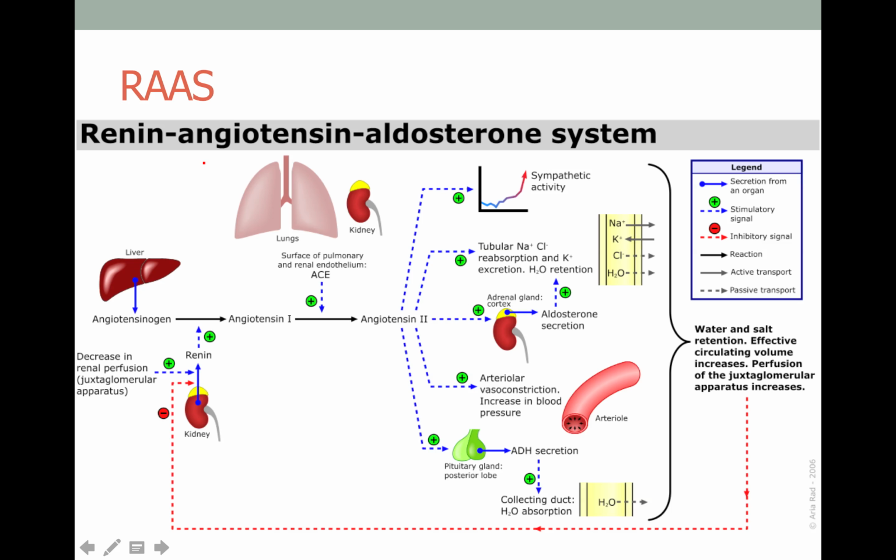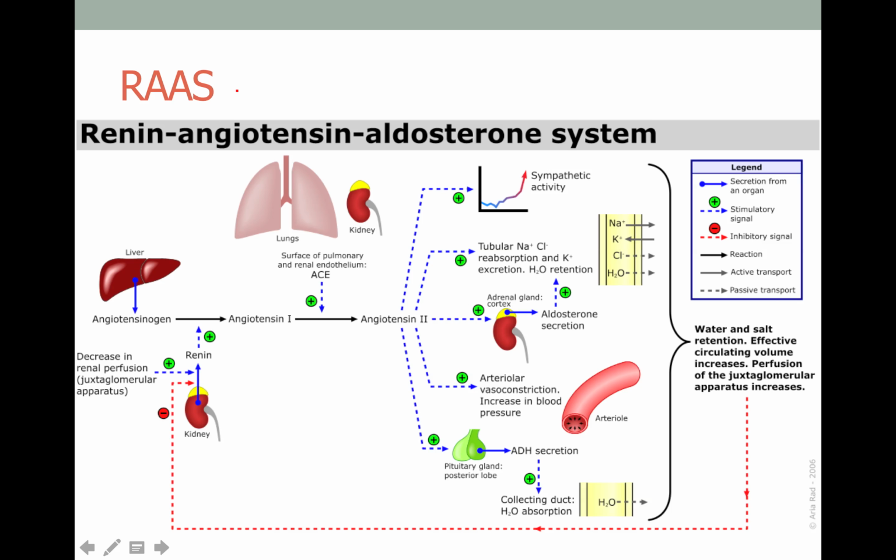Now, if you look all the way down from the blue dotted line coming from angiotensin 2, you see the pituitary gland, the posterior lobe, and ADH secretion. So, of course, this is also known as AVP or arginine vasopressin. So that's where we see the stimulated release of AVP.